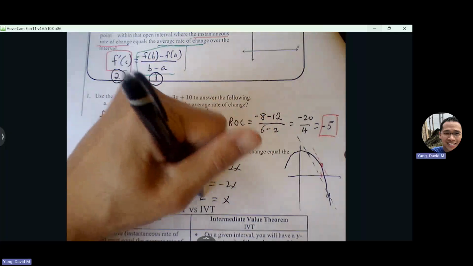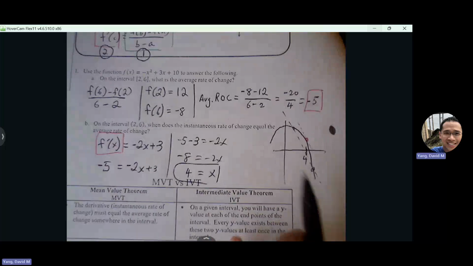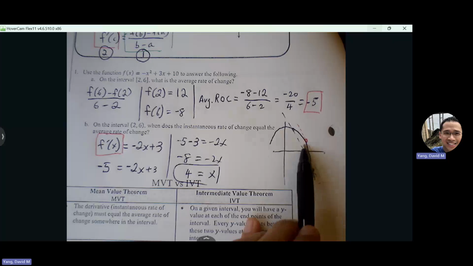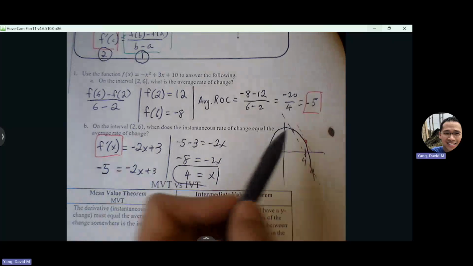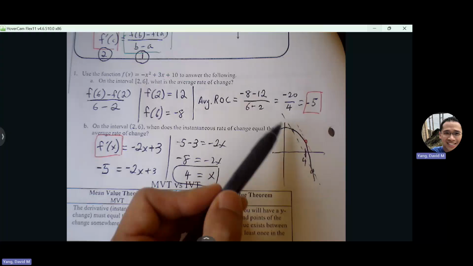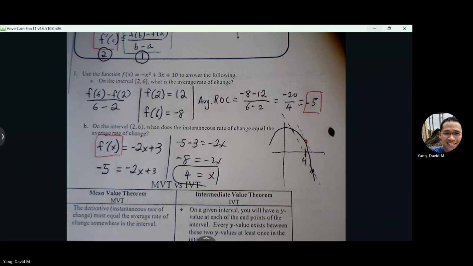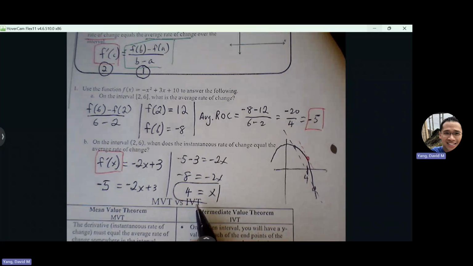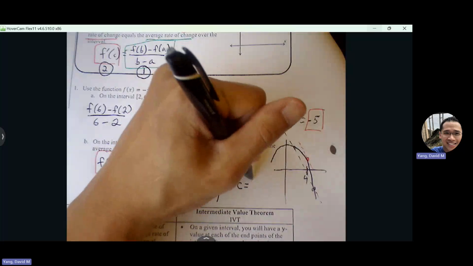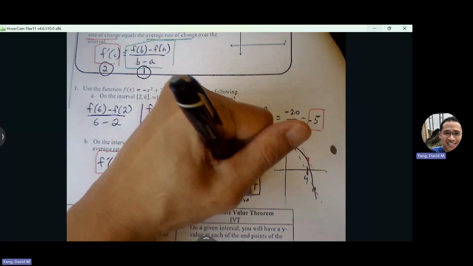So x equals 4. So this tells us that on the curve, when the curve hits that x value of 4, its steepness is going to be exactly -5, which is the x value solution that we look for. The way that they notate it is they indicate that as the C value. So C value is simply the x value location of our solution.